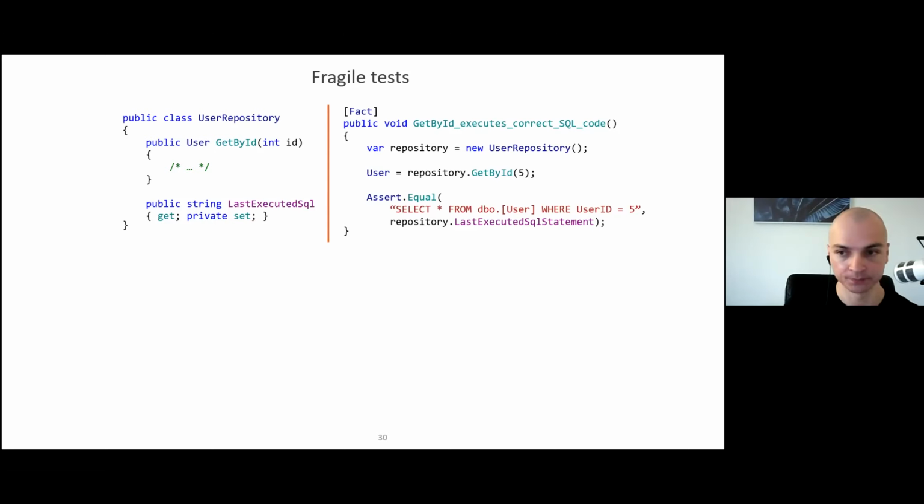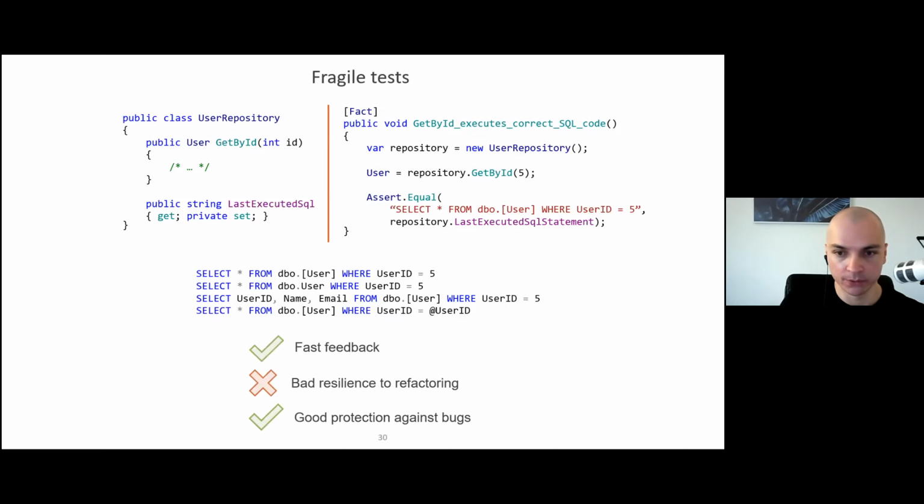What it does is it tries to just query some user and then checks that the SQL this repository generates is correct. And so this test is good in the sense that it is fast. This test also gives you good protection against bugs. Why good? Because you as a developer may make a mistake in that SQL. And if you do that, this test will break, and therefore you will be able to notice that bug.